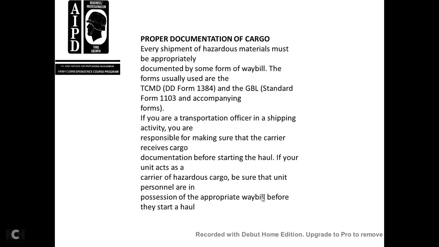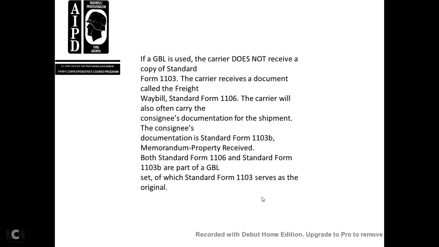Proper documentation for the cargo. Every shipment of hazardous material must be appropriately documented by some form of waybill. Use the forms usually used: the Transportation Control Movement Document, Department of Defense Form 1384, Government Bill of Lading, and Transportation Standard Form 1103, accompanying the forms. If you are the transportation officer or shipping activity, you are responsible for making sure that the carrier receives the cargo documentation before starting a haul. If your unit acts as a carrier of hazardous cargo, be sure unit personnel are in possession of the appropriate waybill before they start the haul.